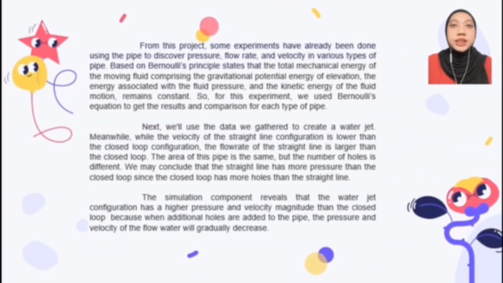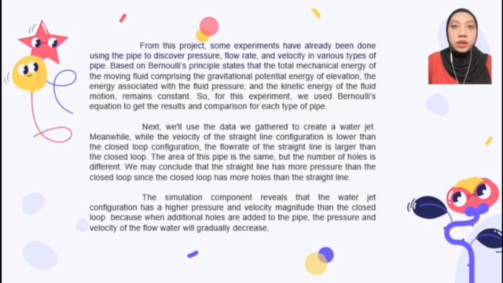So for today, I will present my part, which is for discussion and conclusion. From this project, some experiments have already been done using the pipe to discover pressure, flow rate and velocity in various types of pipe. Bernoulli's principle states that the total mechanical energy of the moving fluid, comprising the gravitational potential energy of elevation, the energy associated with the fluid pressure, and the kinetic energy of the fluid motion, remains constant. So for this experiment, we use Bernoulli's equation to get the results and comparison for each type of pipe.